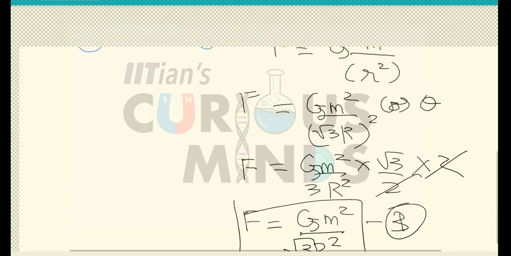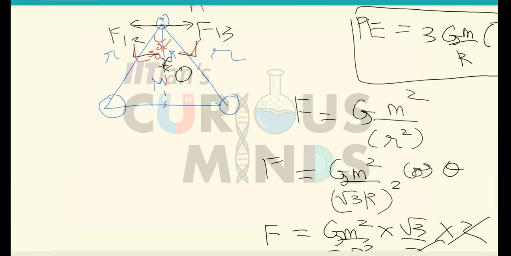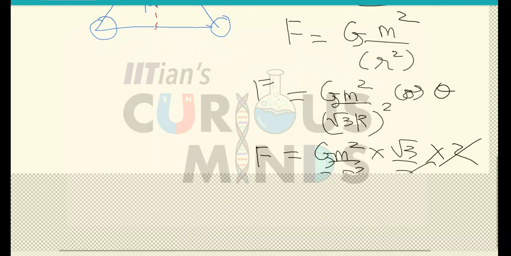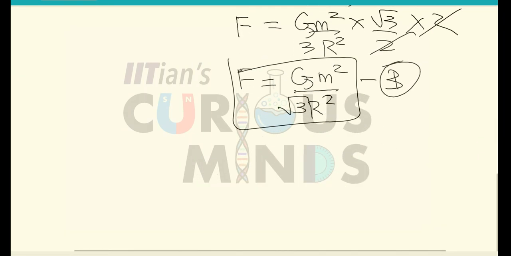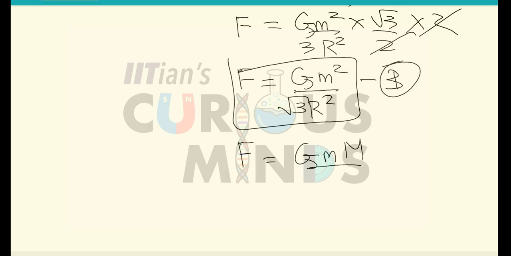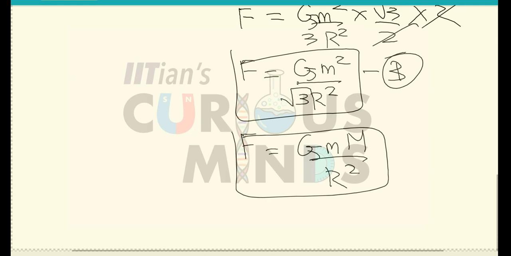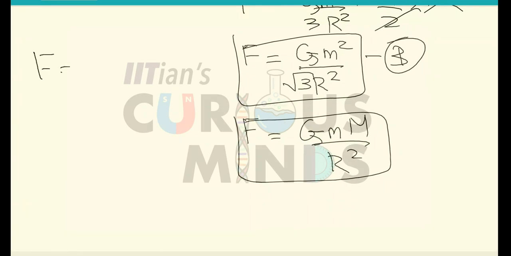Now this is the force only between the first and the second and the first and the third satellite. There is also one force acting between the satellite and the planet situated at the center. That force will be equal to G small m capital M divided by r square. So the total force acting will be equal to G m by r square taken as common, into m by root 3 plus capital M.